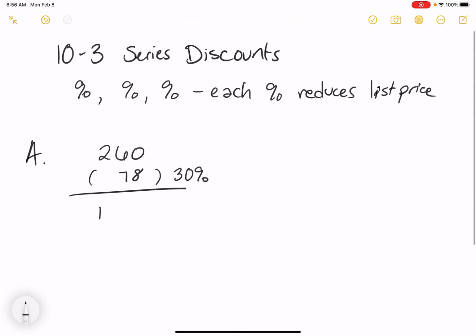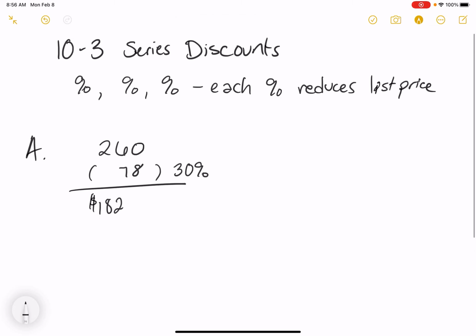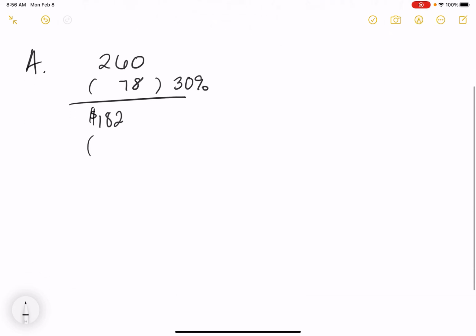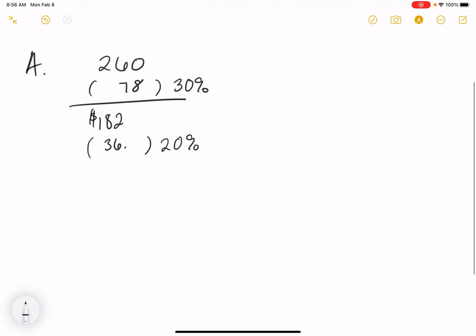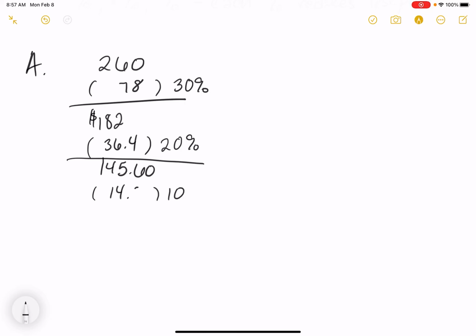So we have a remainder of $182. What's my next discount percentage? 20%. Okay, so 20% of 182, not of 260. We're done with that number. 36.4. So we have a second remainder of 145.60, and our last percentage is how much? 10%, 14.56.